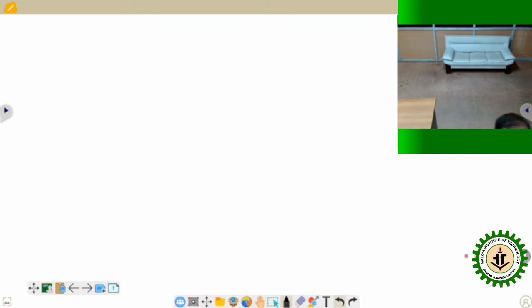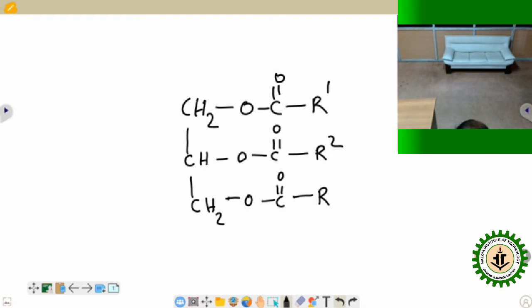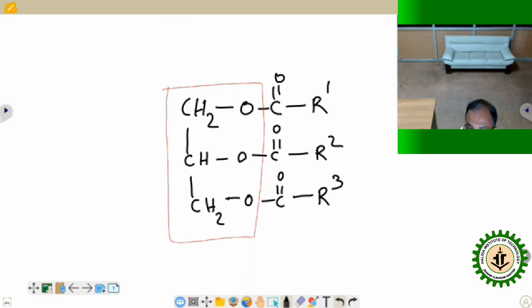A triglyceride, as the name suggests, is the glycerol ester of fatty acid. R1, R2, R3 are the hydrocarbon part of the fatty acid. Here it is quite evident that this is the glycerol part, and the remaining are the fatty acid esterified with these 3 hydroxyl groups of glycerol.